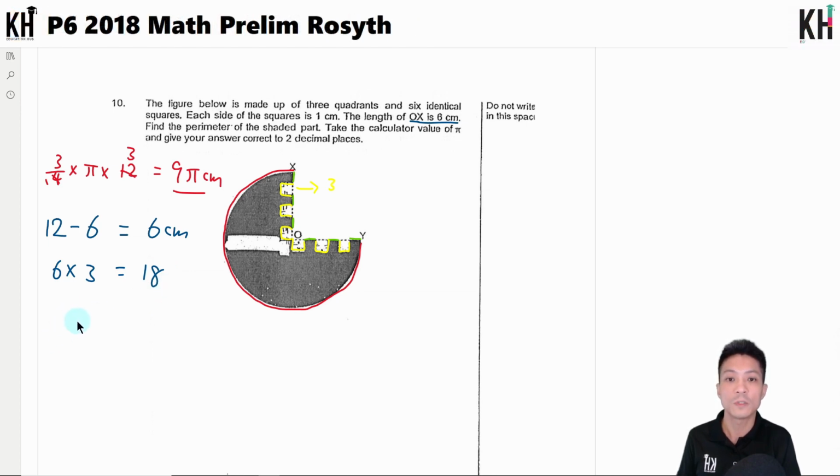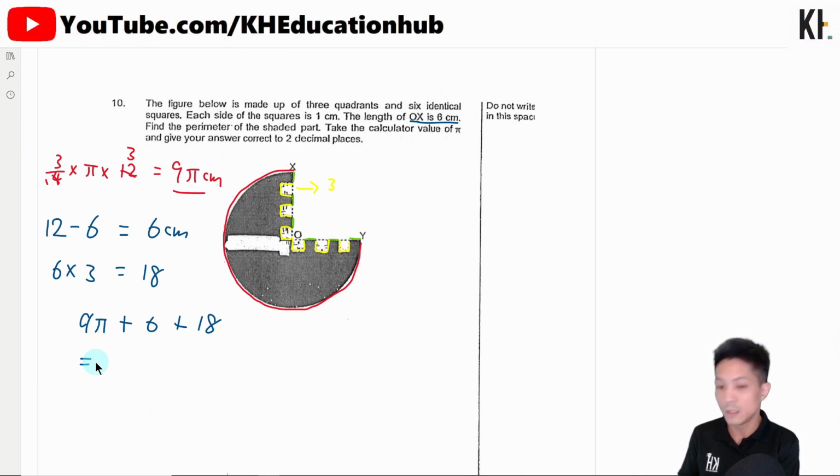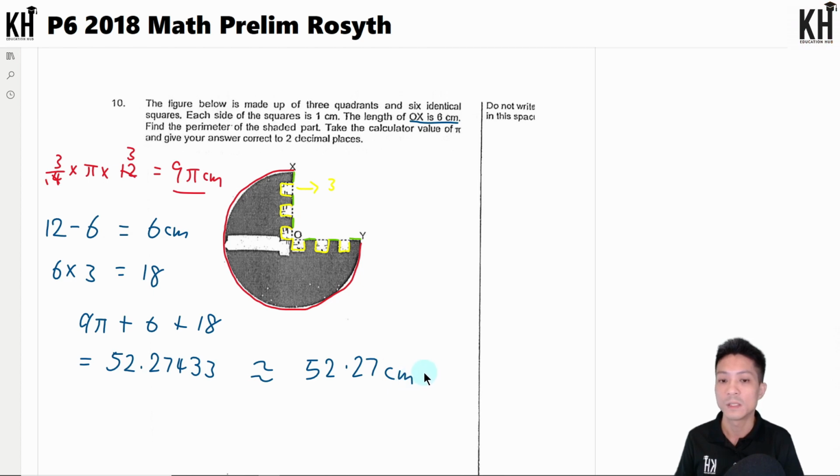Okay, so to find the total perimeter of the shaded part, right, I need to use 9 pi plus 6 plus 18. So 9 times pi plus 6 plus 18 will give me 52.27433. I'm going to round it off to 2 decimal places, right? It's going to be 52.27 centimeters. Okay, so this will be the answer.